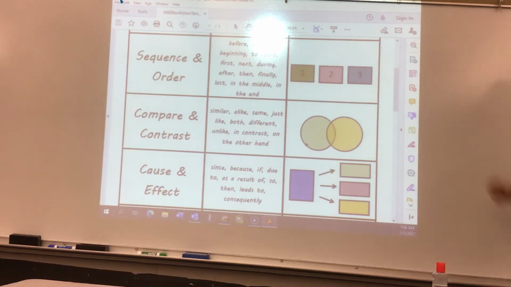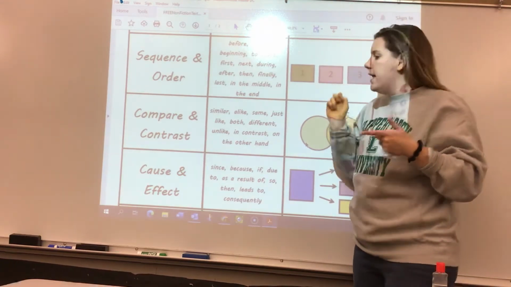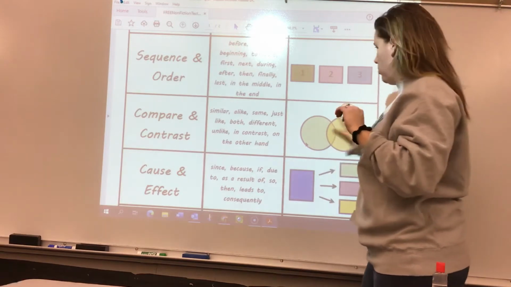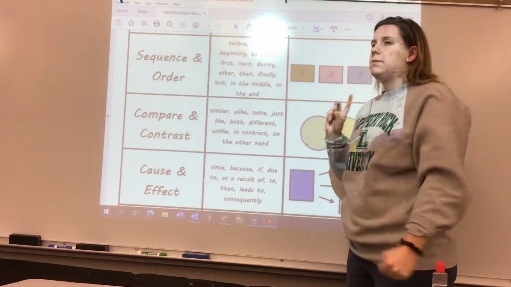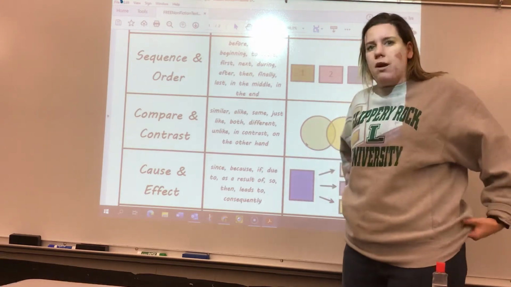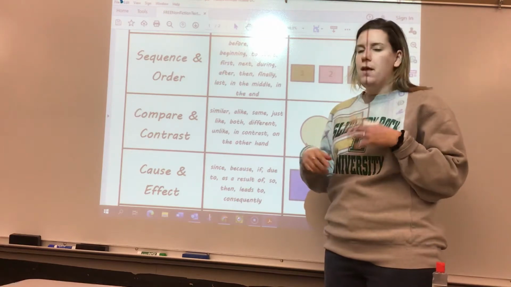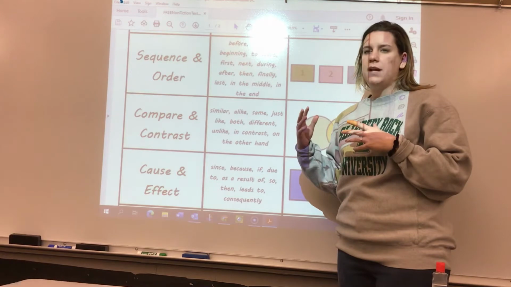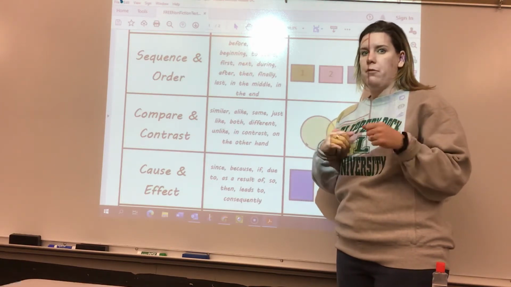Okay, boys and girls, today you are looking at sequence and order, or chronological order, and cause and effect. So we're going to kind of ignore compare and contrast right now. You are going to be reading two passages, one on chronological order or sequencing and one on cause and effect, and then there's a worksheet to go along with it. We're just practicing these two text structures and reviewing them from when we've gone over them before.